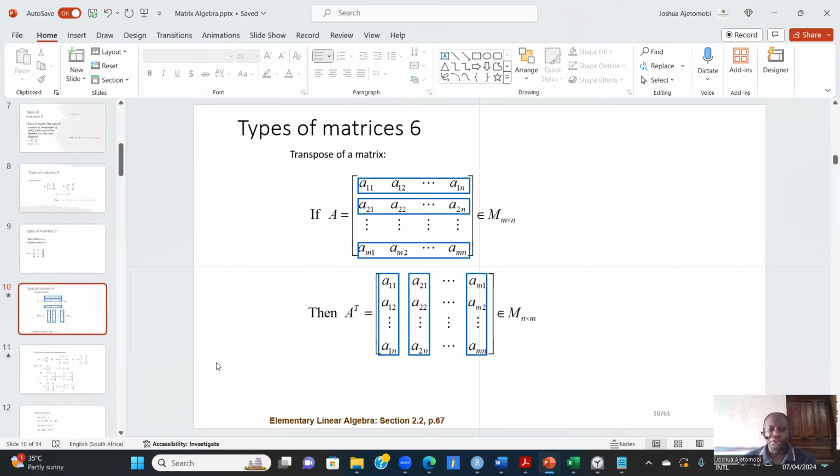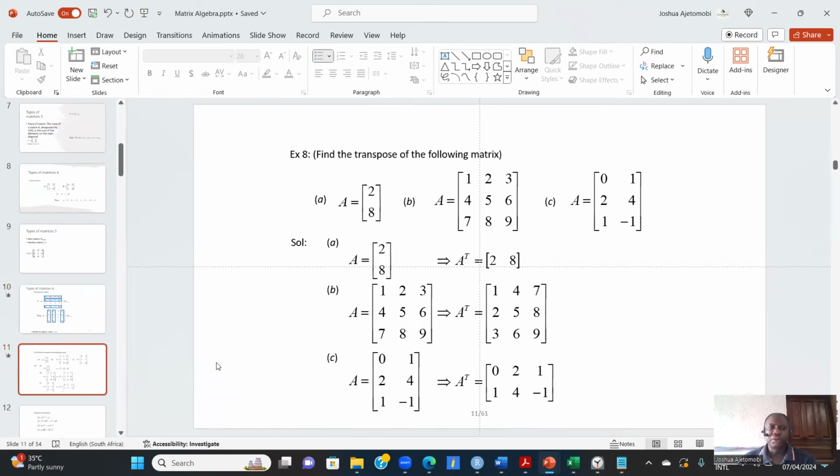The transpose of a matrix. Transpose of a matrix is exchanging the row for column or column for row. Take, for instance, we have A as a column vector, 2, 8. And for B, it's a 3 by 3 matrix, 1, 2, 3, 4, 5, 6, 7, 8, 9.